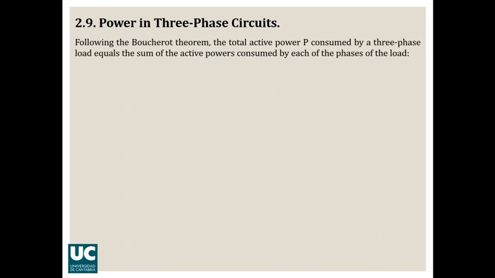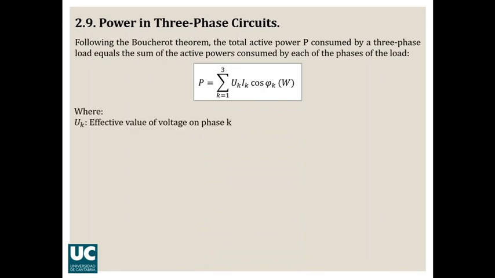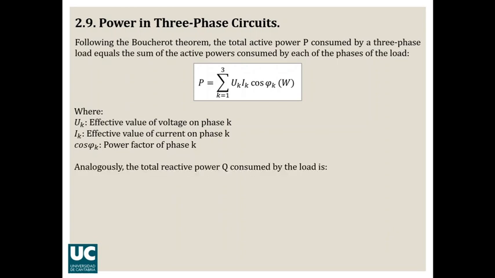So, a total active power, P, is going to be the sum of the active powers consumed by each of the phases of the load. So then you can have this expression. UK will be the effective value of voltage on phase K, IK would be the effective value of current on phase K, and cosine of phi is the power factor of phase K. We can do the same for obtaining the reactive power Q.